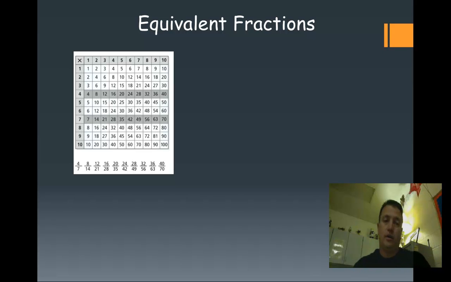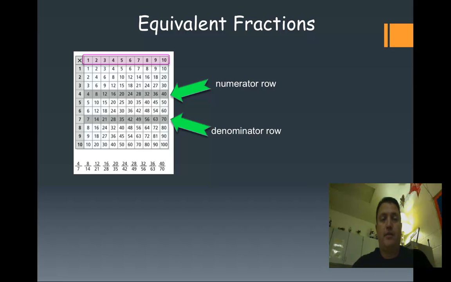So now we're going to look at this again, but we're going to look at it with 4 as the numerator row and 7 as the denominator row. Okay, and up here we still have our multipliers at the top. And down here, 4/7 became 8/14. Well, how did that happen? Well, we multiplied 4 times 2, and we multiplied 7 times 2.